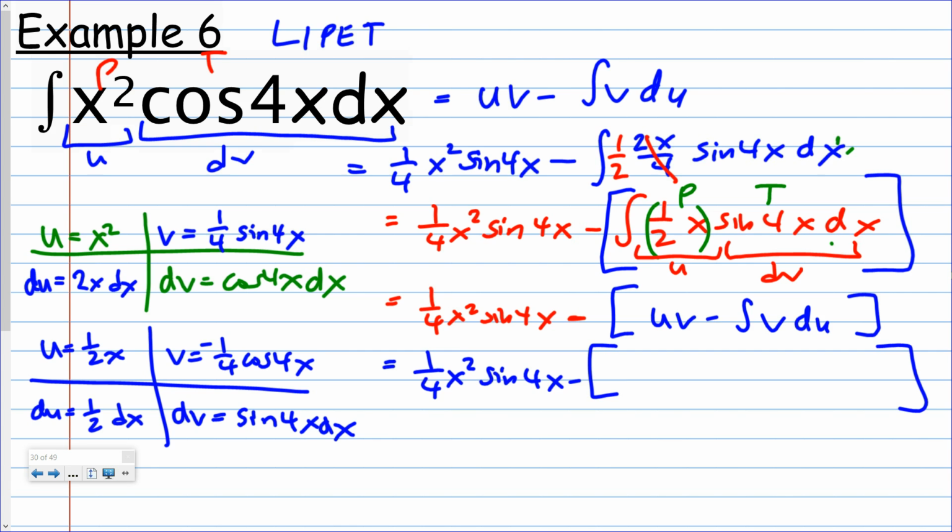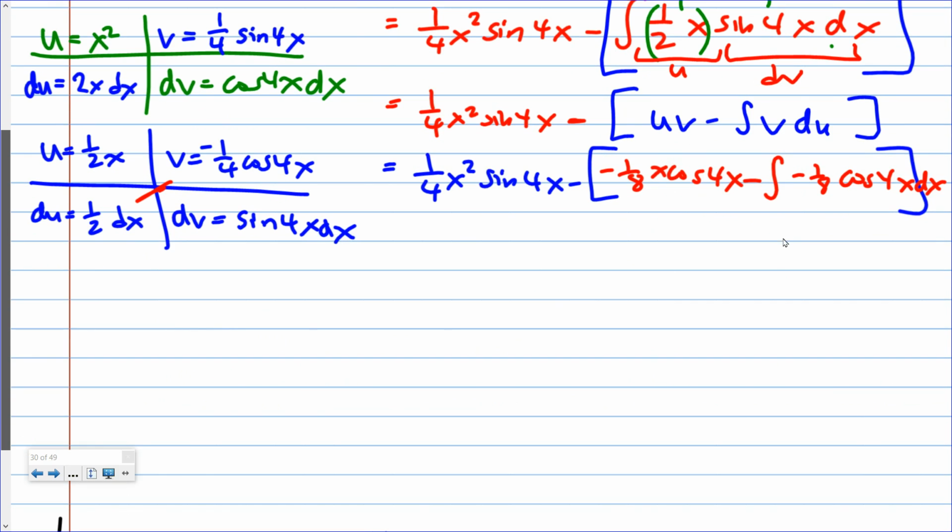Okay? So inside this bracket, it's going to be u times v. Do you see that's negative 1/8, oh no, x cosine 4x. Negative 1/8 x cosine 4x. Everybody good with that? Minus the integral of these two multiplied together, the v du. So that's minus 1/8 cosine 4x dx. Okay? Negative 1/8 cosine 4x dx. That I can actually do in my head.